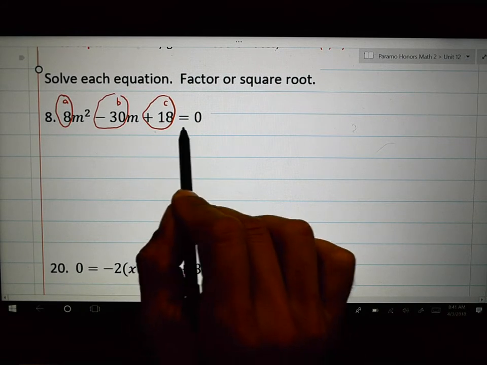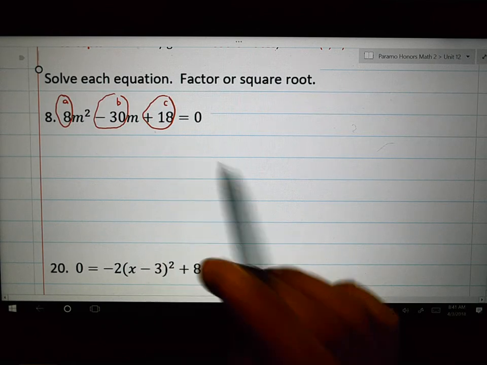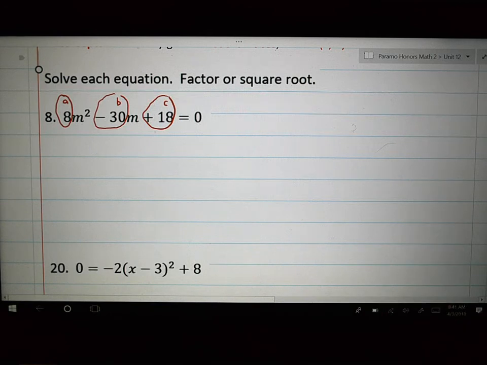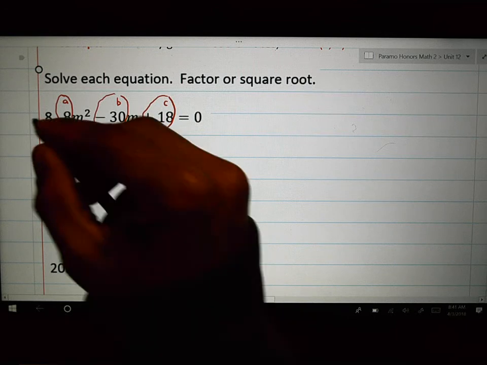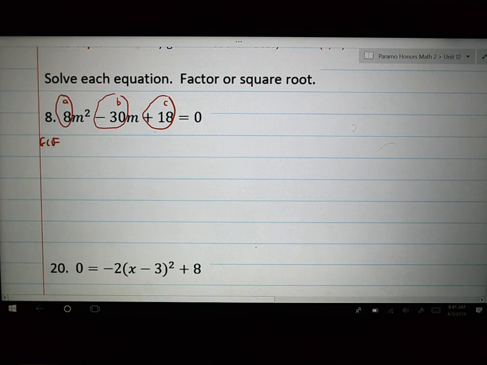Is this already equal to 0? Good. If it's not, you might have to subtract things over to set it equal to 0. You might have to move some things around. That's a possibility. After that, the first thing that I would try, that we learned way back when, is: is there a greatest common factor?